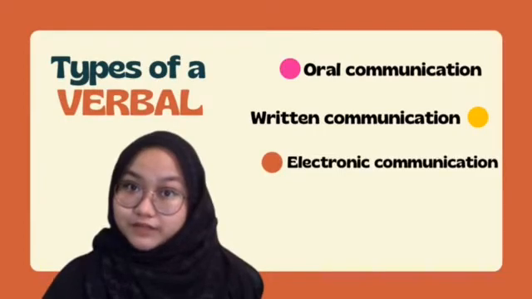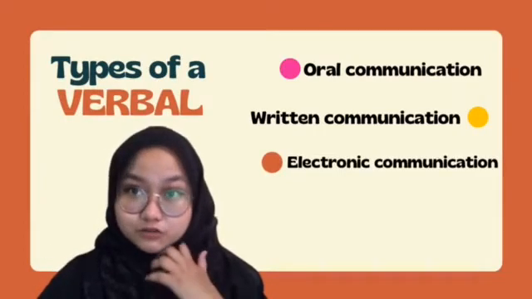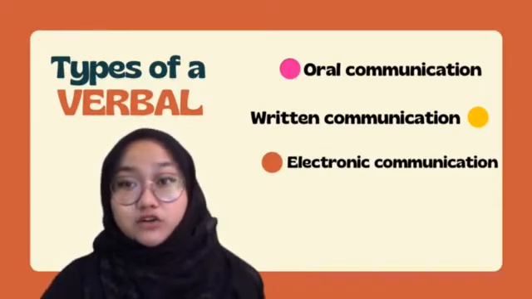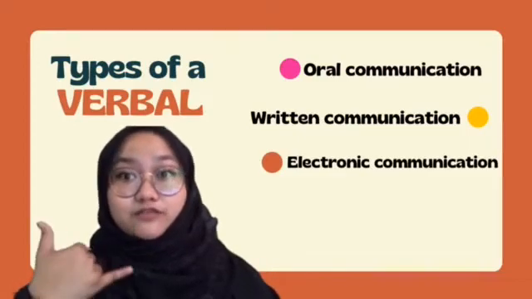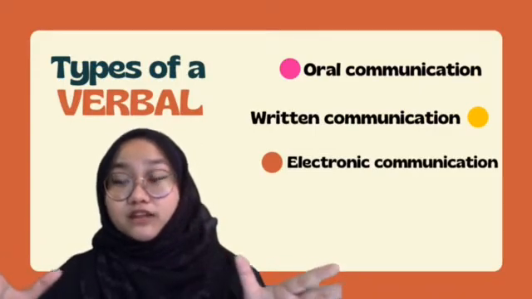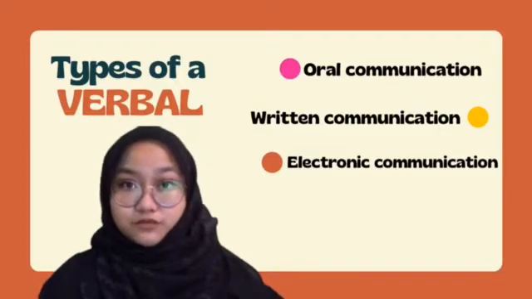Types of verbal communication. There are three types of verbal communication. The first one is oral communication, the process of expressing information or ideas in words using the mouth. For example, when you make a phone call, you talk to people through a phone, a meeting where you gather everyone to discuss something, or when you meet people face to face.